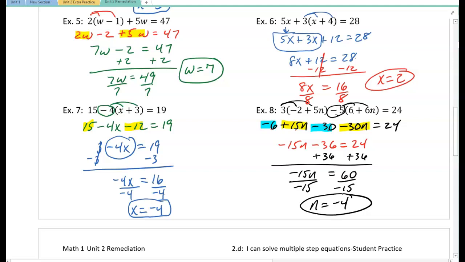Go ahead and use these examples to help you with the student practice, and let us know if you have any questions.